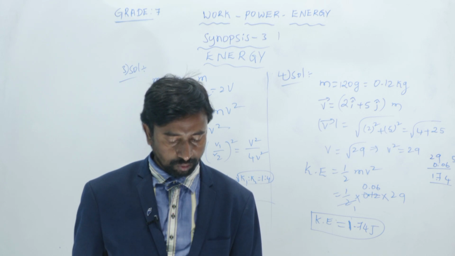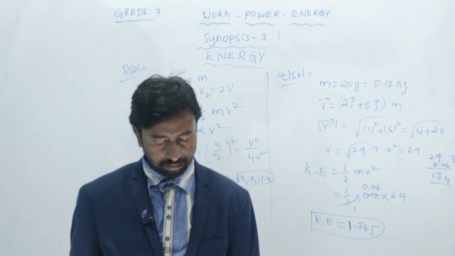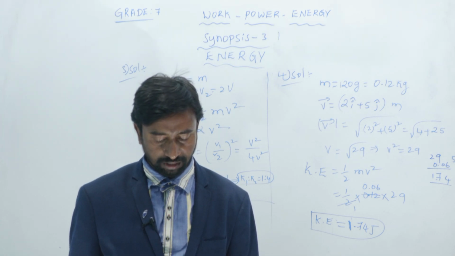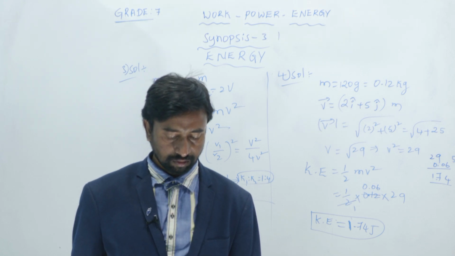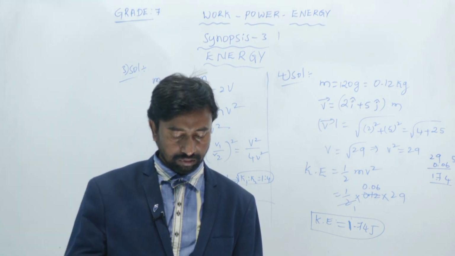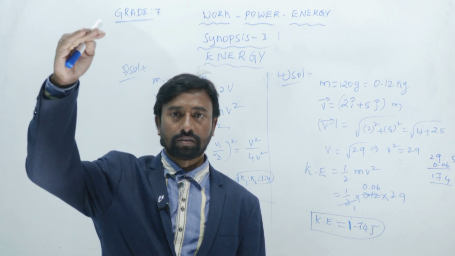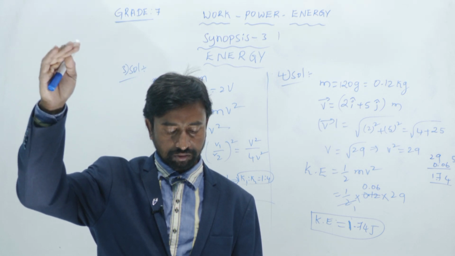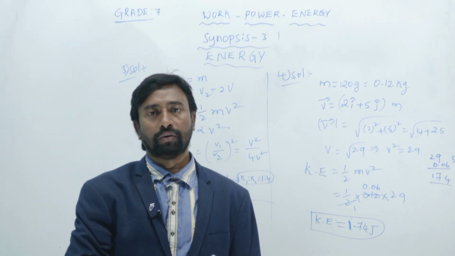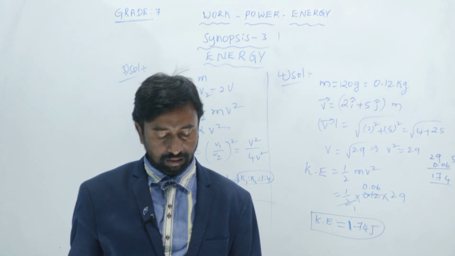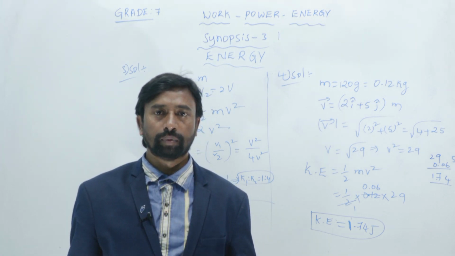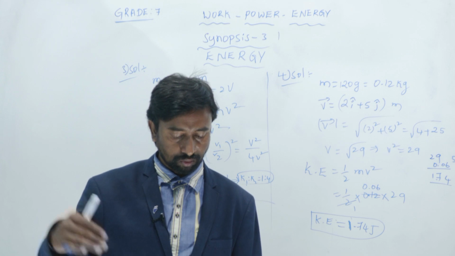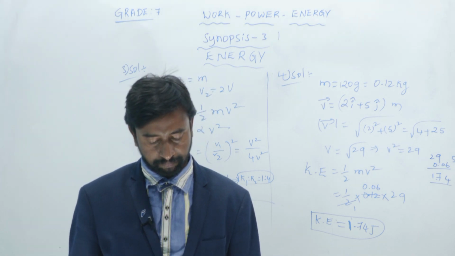As a body rolls down an inclined plane, fifth one is given: does it have only kinetic energy, only potential energy, both potential energy and kinetic energy, or no energy? When it is at the top of the inclined plane, it has potential energy. While it is moving down, it has kinetic energy. At the bottom only kinetic energy is present, and at the top only potential energy is present. So while it rolls down, both energies are present.